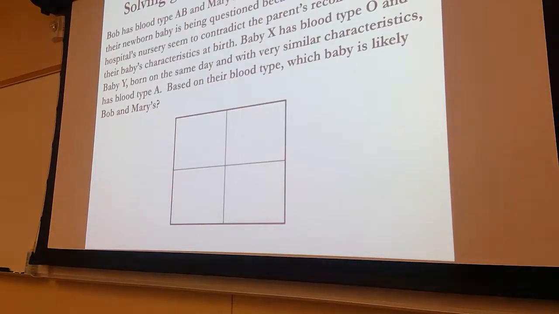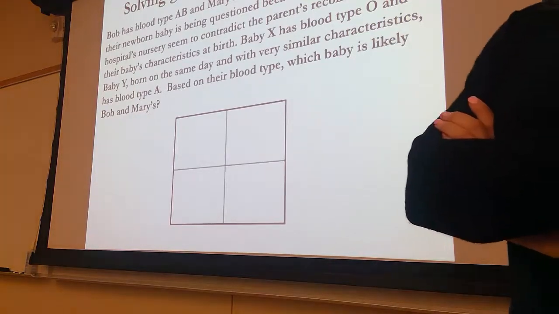So let's play. Who is the daddy? Or which baby is Bob and Mary's? So you make your Punnett square. Now, if you're a real, true Punnett square connoisseur, then you know which parent goes at the top of your Punnett square, and you know which parent goes on the side of your Punnett square. I don't care if you know which one is supposed to go where. Just make your Punnett square.